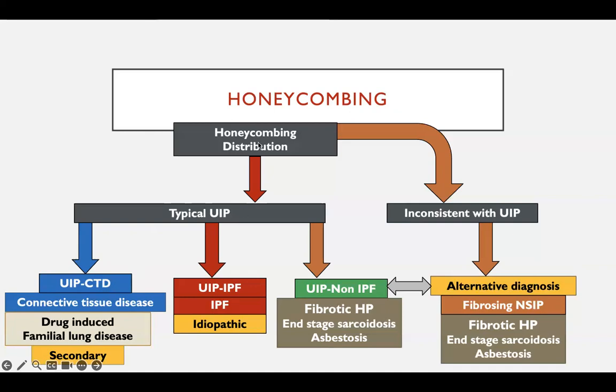But if the honeycombing distribution is not typical, it can be seen more in the upper lobes. They are extending centrally and peripherally together. So this is inconsistent with UIP. So you have an alternative diagnosis, and this is the topic for tomorrow.